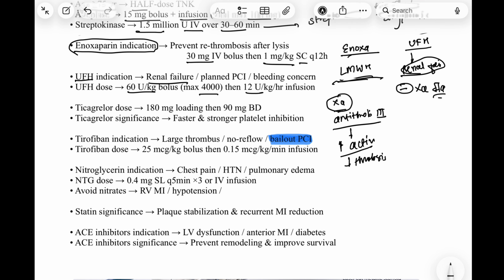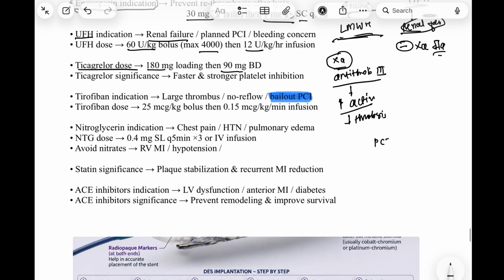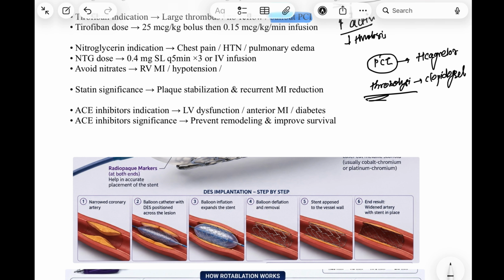Let's talk about ticagrelor. So ticagrelor is an antiplatelet drug in which we give 180 mg loading dose and then 90 mg BD. So whenever you plan for the urgent PCI, the antiplatelet drug that we use is ticagrelor. And if you are planning to thrombolyze the patient, we prefer clopidogrel. What do you mean by this?